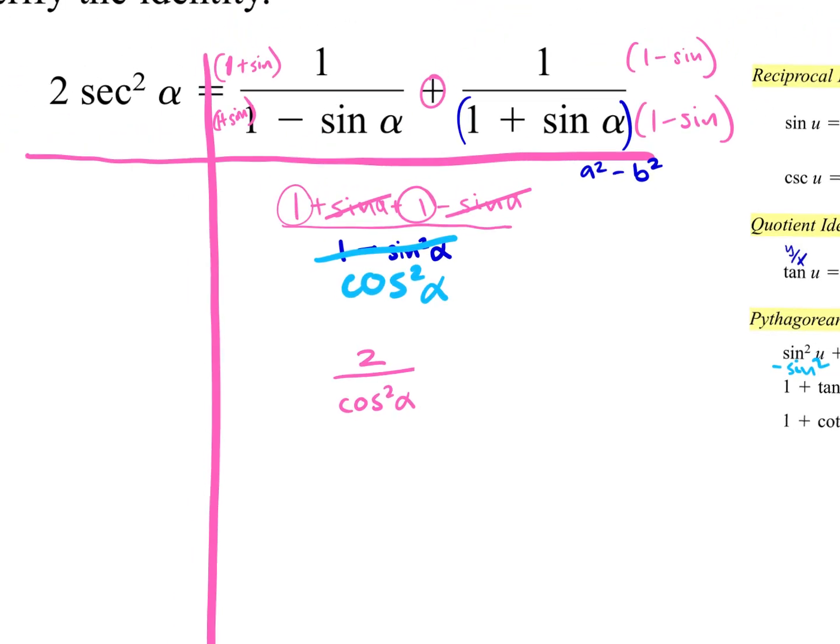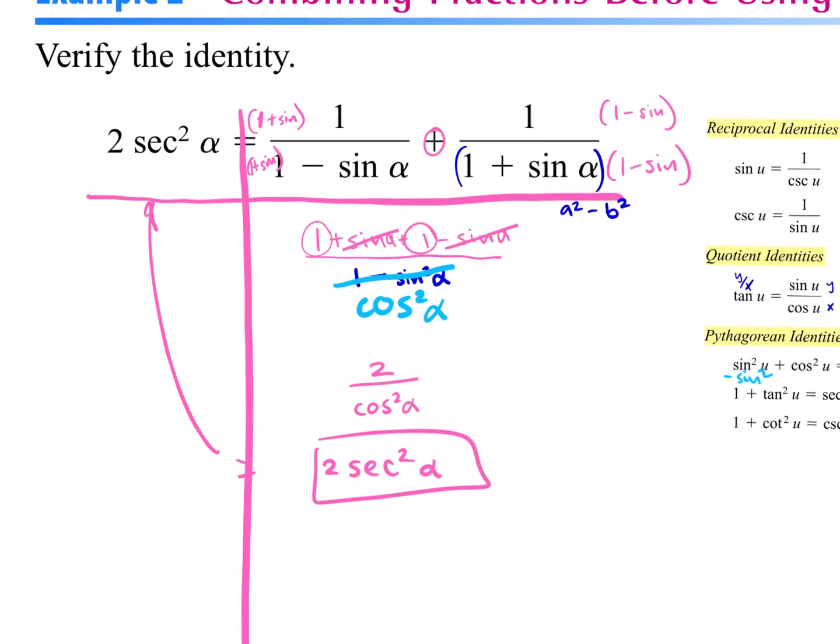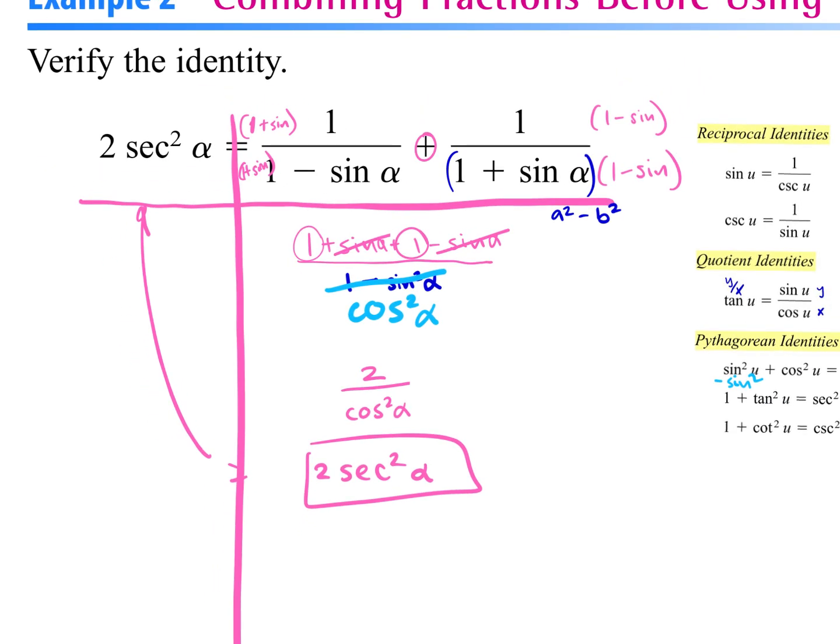Let's look back. What's our goal? Our goal is 2 secant squared. We're almost there. What's 1 over cosine simplified to? Secant. So we can change this to be 2 secant squared. So that would be our answer, which is the same as the right side, or the left side. So with these questions, it gives you the answer. It tells you what you're trying to find. You just have to show the work of simplifying it.